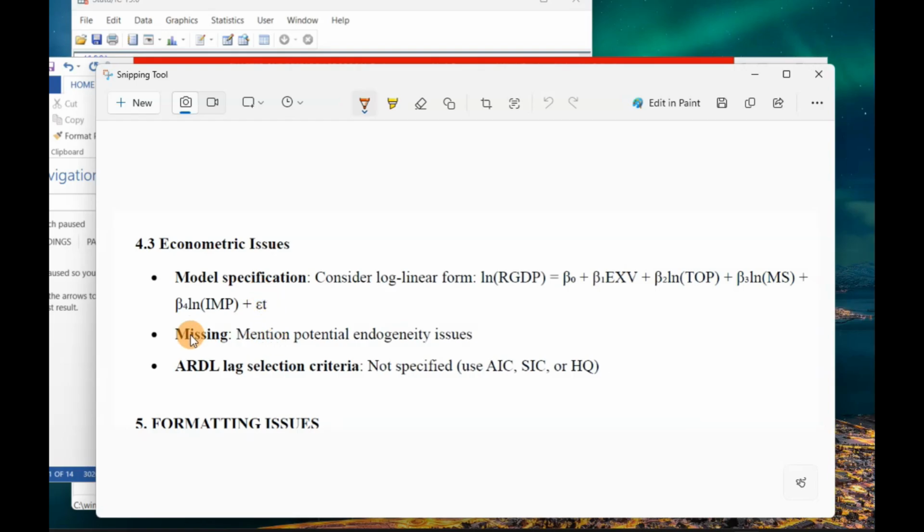He missed mentioning the endogeneity issue, right? And he also missed putting the ARDL lag. He was supposed to put the lag, the ARDL lag. Those are the two comments. He missed stating that the model is suffering from endogeneity. Why? Money supply can affect the GDP, but also the GDP can affect the money supply.